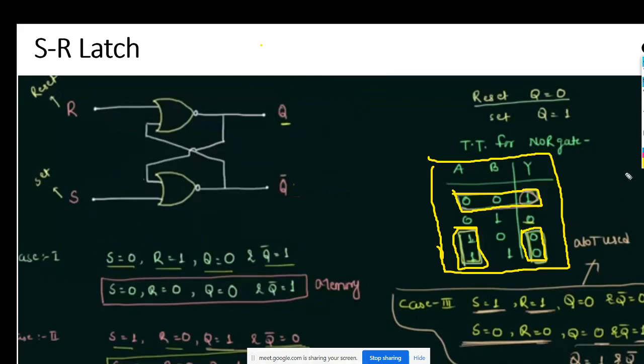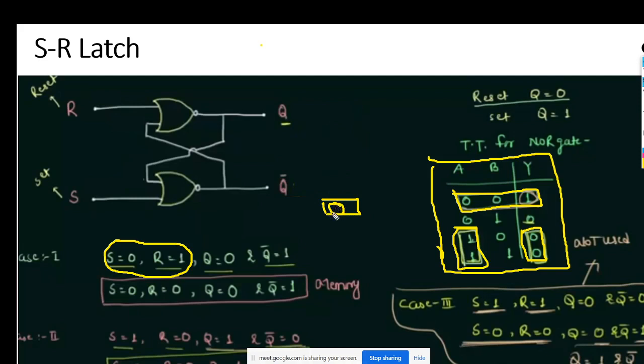Now let's assume we have set S to 0 and R to 1. We know that when we say S 0, R 1, what we are trying to do is reset it, or make our memory cell's value 0.